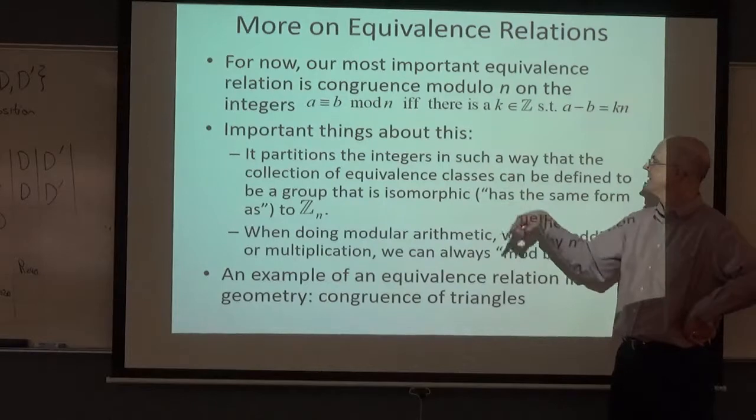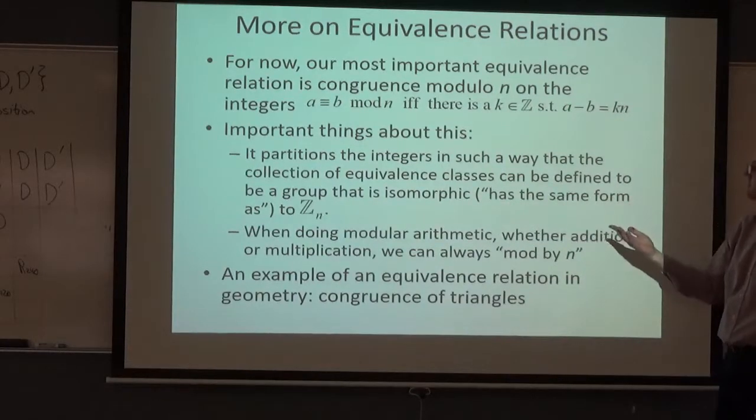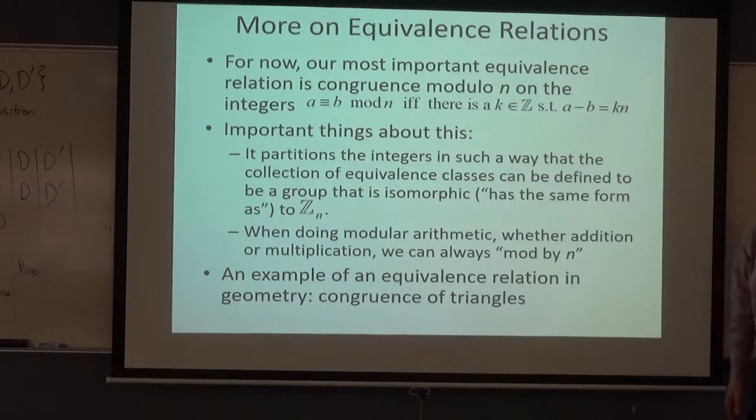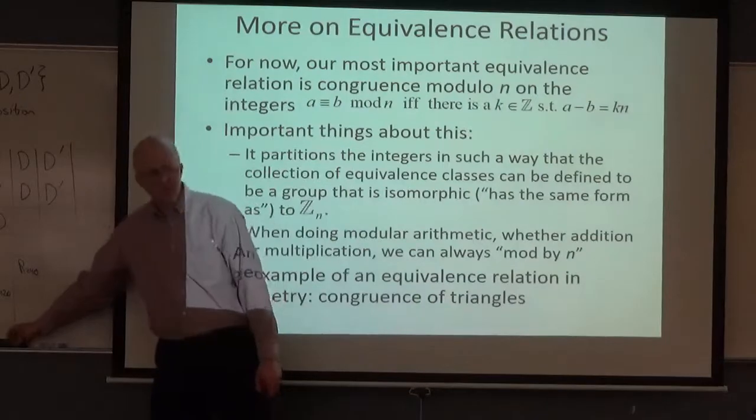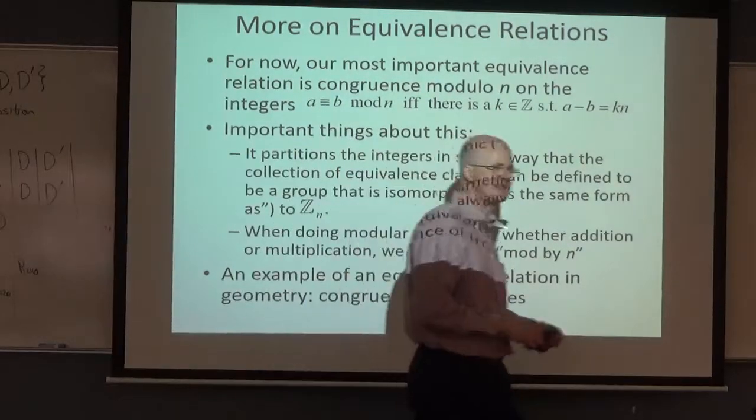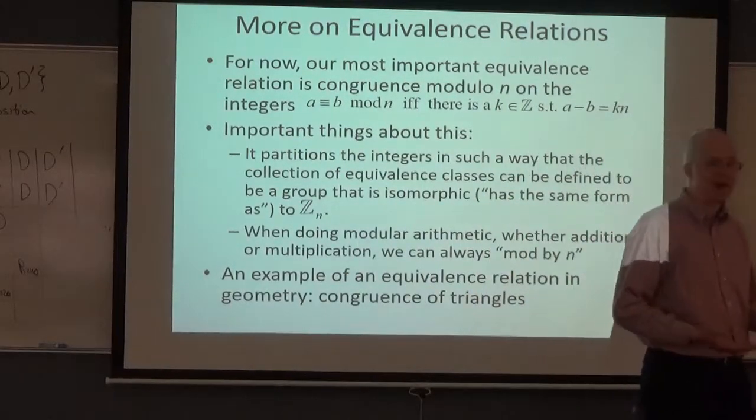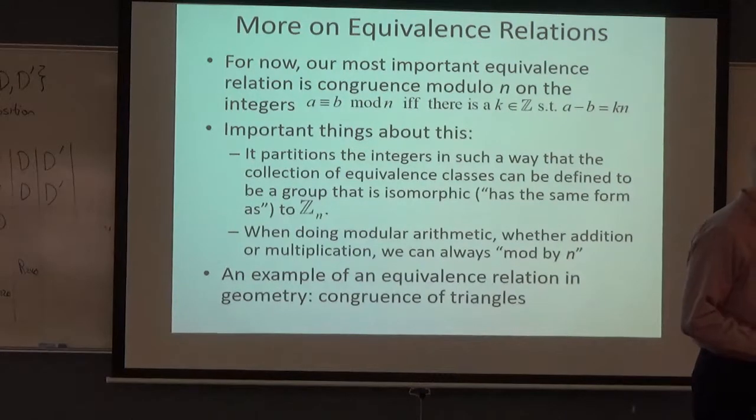Important things about this, like always, equivalence relations partition. So this partitions the integers in such a way that the collection of equivalence classes, like I talked about last time, can be defined to be a group that is isomorphic to Zn. Has the same form. We aren't going to precisely define the idea of an isomorphism for a while. I think it's maybe chapter 7 or 8.